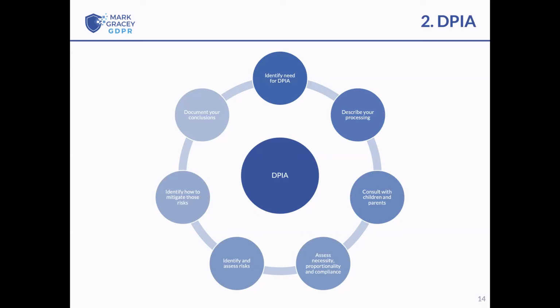Hopefully that's not too much of a surprise, on the basis that the ICO expects you to carry out a DPIA whenever you do something new or different with data, and if you're processing children's data, the ICO sees that as a high risk activity, so they would certainly expect you to have a data protection impact assessment anyway.